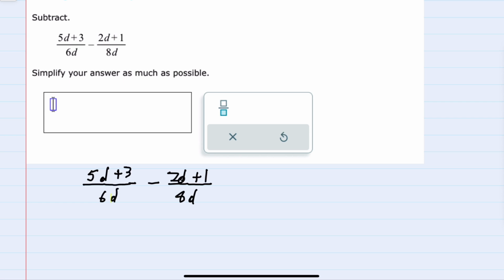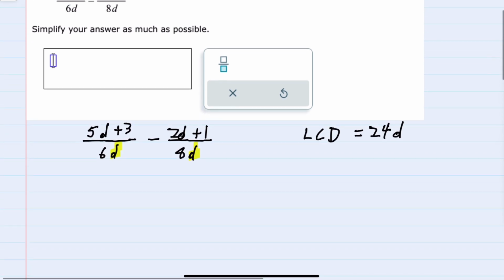These two fractions do have a common d in the denominator, but we'll need to do some work on the 6 and 8 to get a common denominator. To identify our lowest common denominator, we know that it will have the d. And between the 6 and the 8, we look for the lowest common multiple, and 24 is the smallest multiple of both 6 and 8, so my lowest common denominator will be 24d.